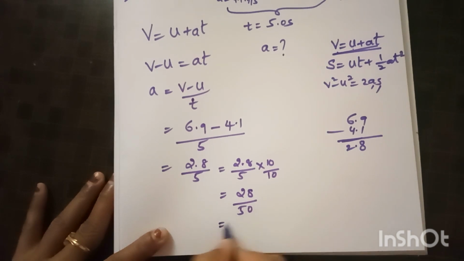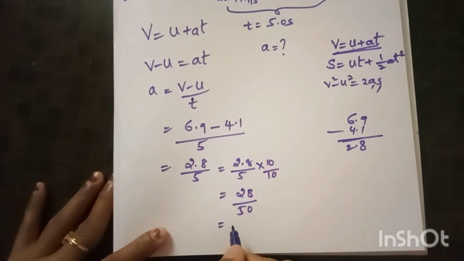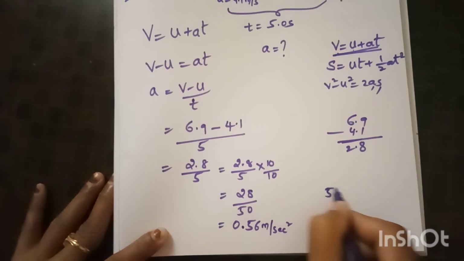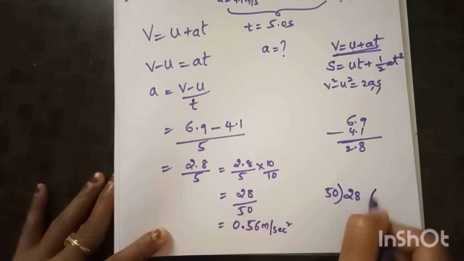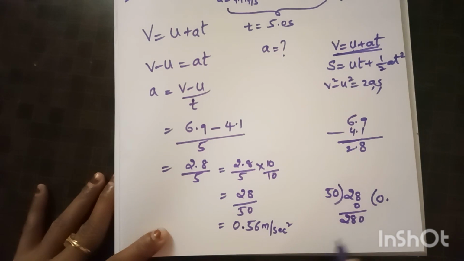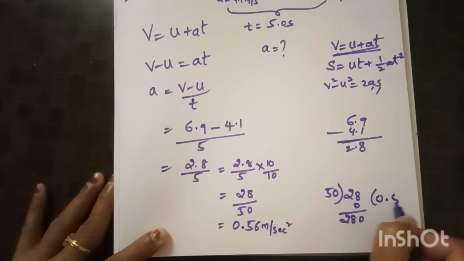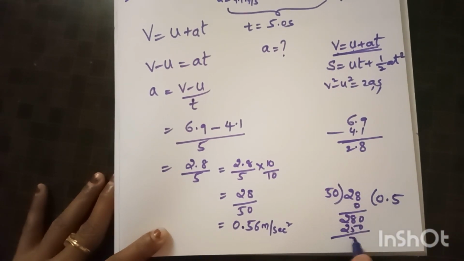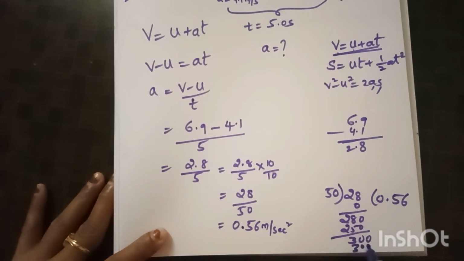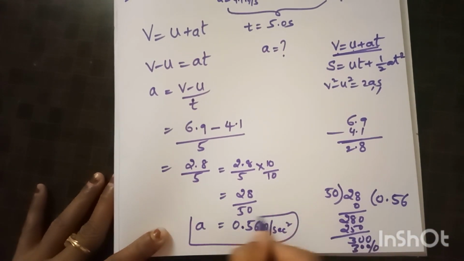So convert into decimal form. Then you will get 0.56 meter per second square. 28 is smaller than 50, so 0.280, 50 fives are 250, and 30 point 0 becomes 300. So 0.56 meter per second square. This is the acceleration of the car.